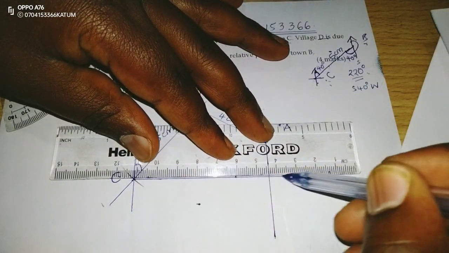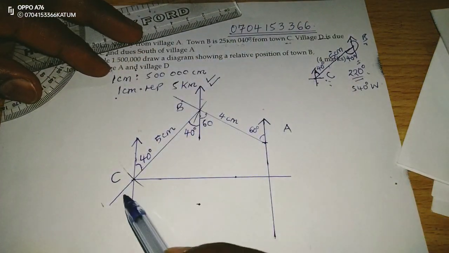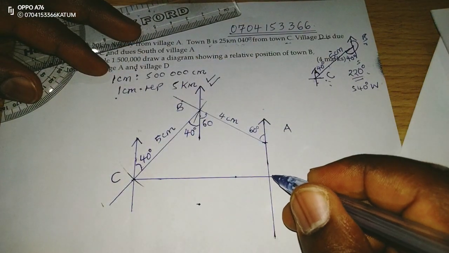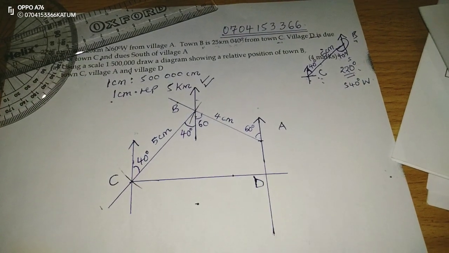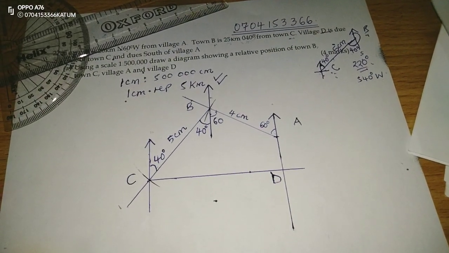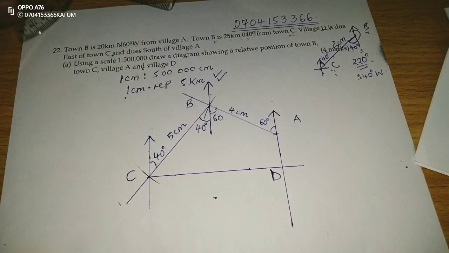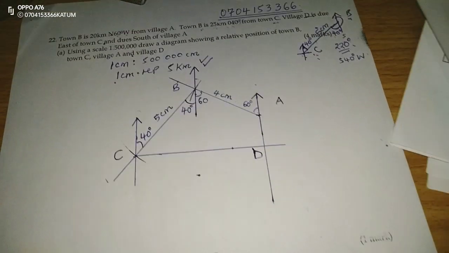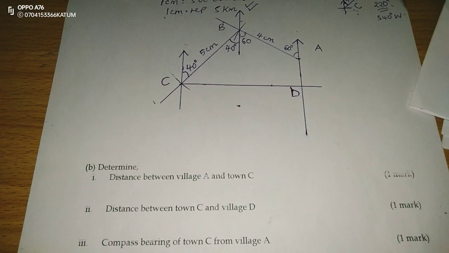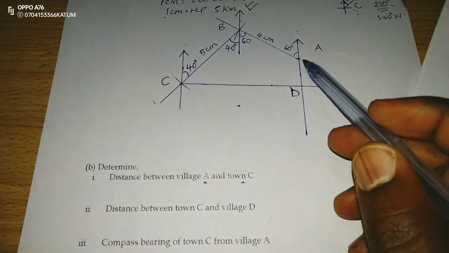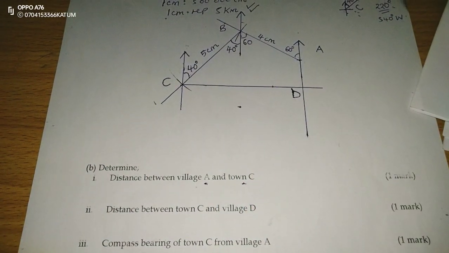This is east of C and south of A. The intersection should give us village D. So that is how the villages are on the Earth's surface. From the scale diagram now, a few questions can be answered, like the distance between A and C. From A and C, that distance can be measured.